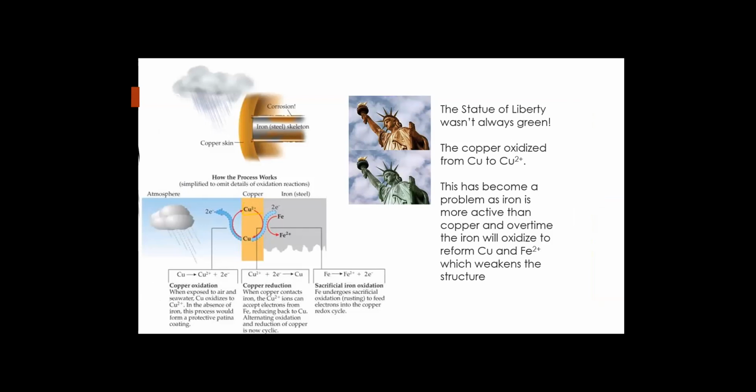And then once it was copper 2+, it would steal those electrons away from the iron that was on the inside, turning that iron into its oxide, so it's rust. And so it would slowly start to corrode it. And so over time, they had to start replacing these beams on the inside of the Statue of Liberty, so that way they wouldn't corrode all the way through and then fall down.